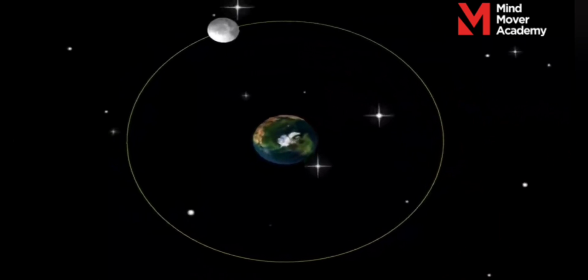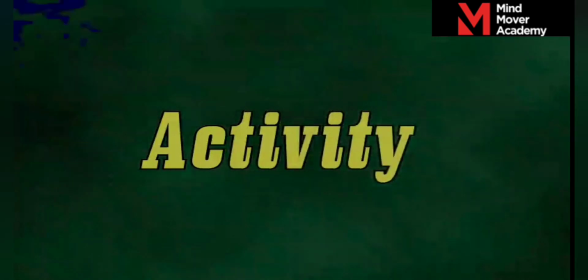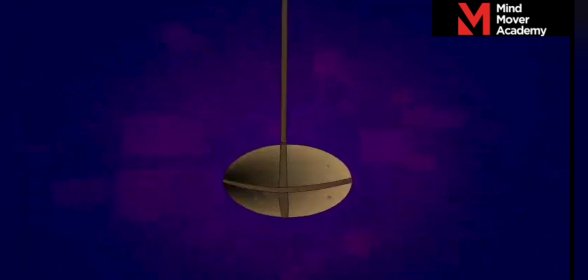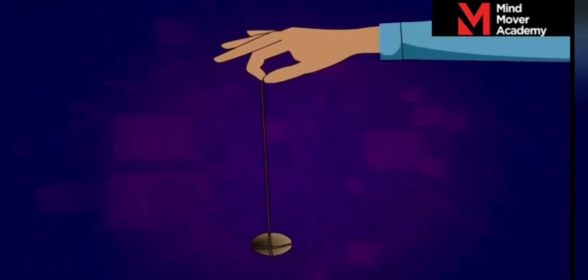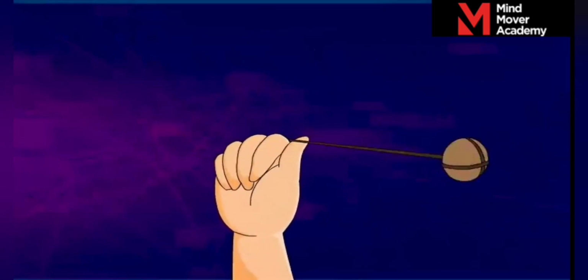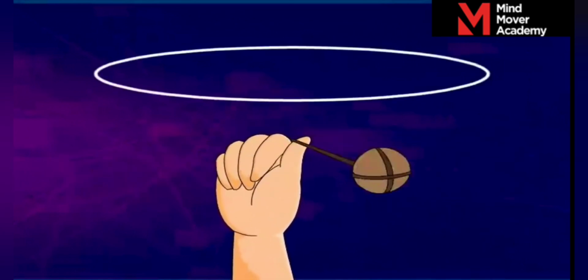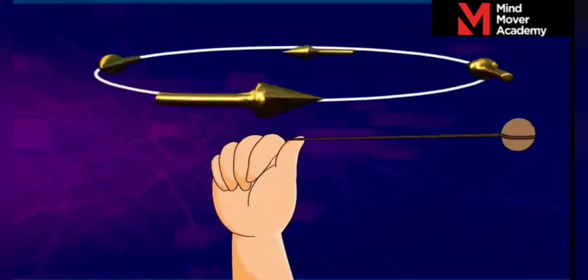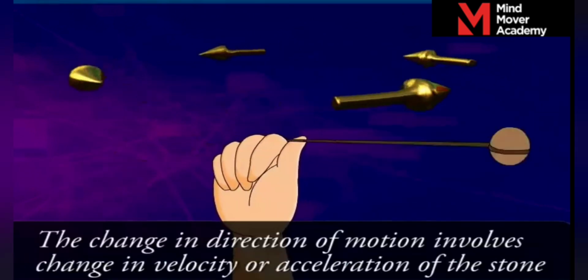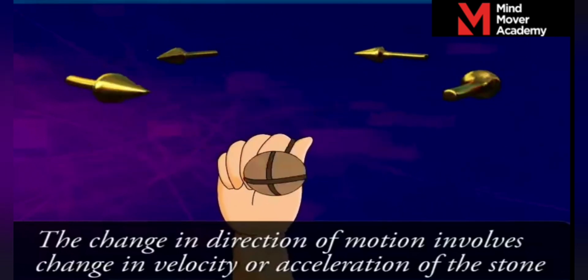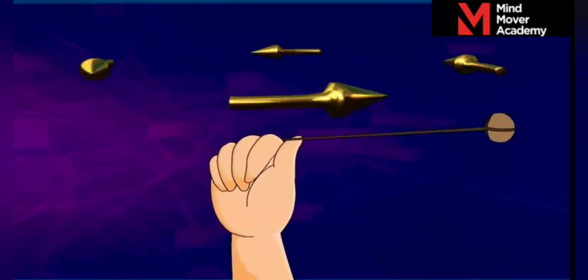To understand this, we will do an activity. Take a piece of stone tied to one end of a string. Hold the other end of the string in your hand and whirl it round as shown. You will notice that the stone moves in a circular path with certain speed, but its direction of motion changes continuously. The change in direction of motion involves change in the velocity of the stone. Thus, it is an accelerated motion.